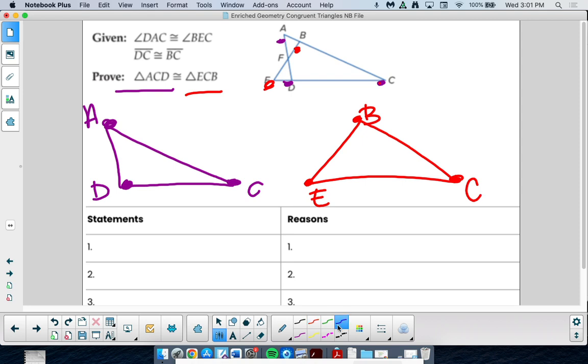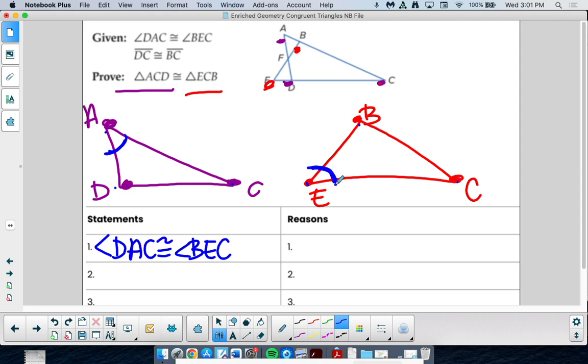it's helpful that you drew them out separately. So let's first see what our givens say. It says angle DAC is congruent to angle BEC. I'm going to write that down first, and then we're going to mark it on our picture. Angle DAC, so trace it out, you guys: D to A to C. That's this angle here, which is congruent to angle BEC. B to E to C is this angle right here.